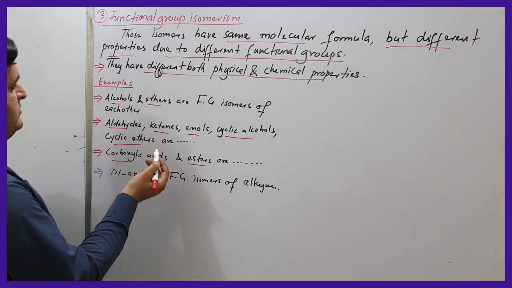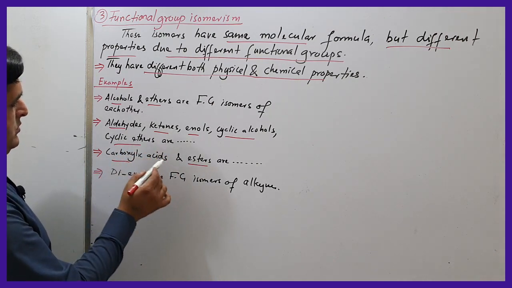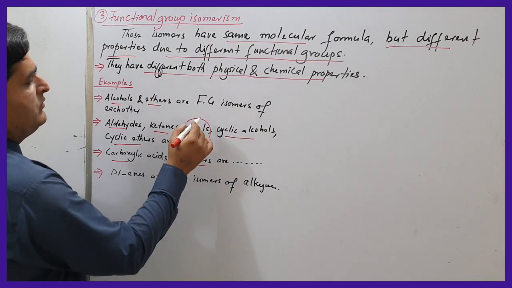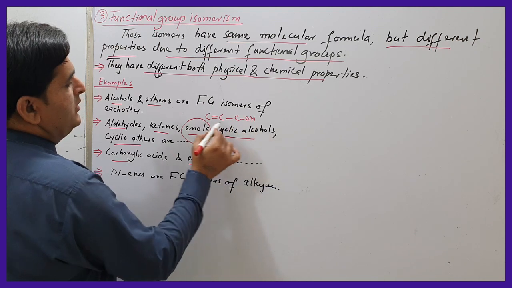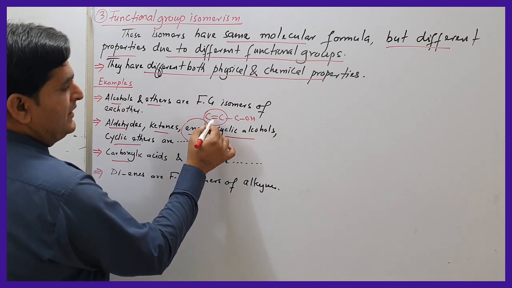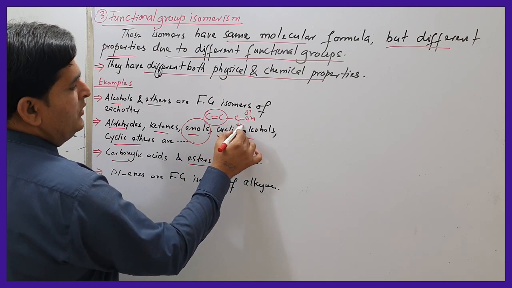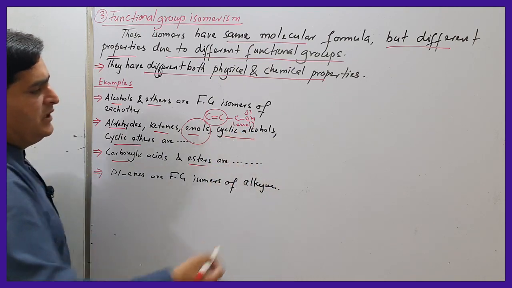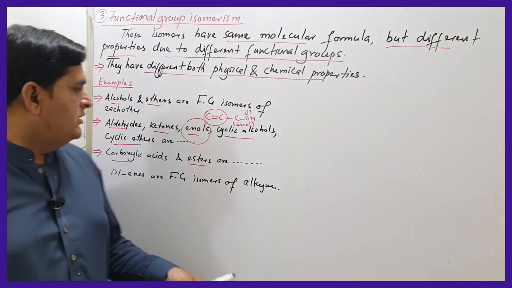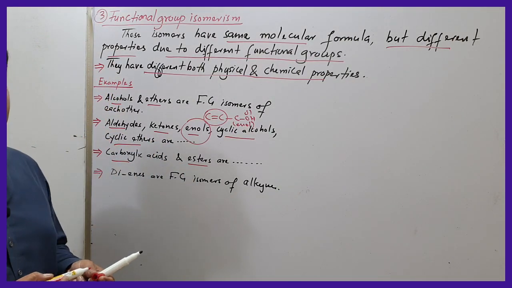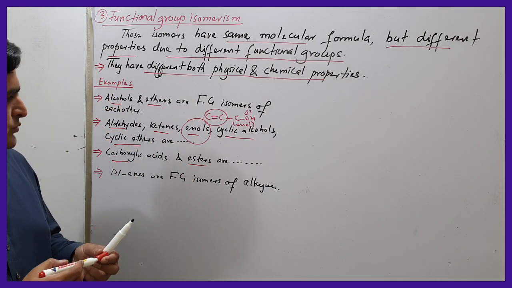What are enols? Enol is what? The carbon chain has a double bond and an OH group. So "en" for double bond, "ol" for alcohol. So they are called enols. Or in other words, we say that unsaturated alcohols are functional group isomers of aldehydes and ketones.